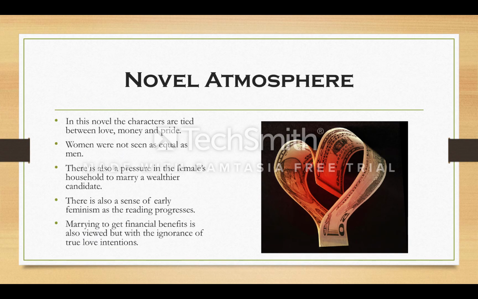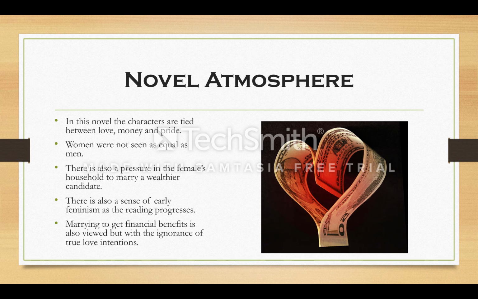In this slide, we are going to be talking about the novel's atmosphere. So, in this novel, the characters are tied between love, money, and pride. As you get into the book, you're going to be finding out why I have put these three main things in this slide. And then also, as I mentioned before in the previous two slides, women were not seen as equal as men. They were judged. They lived in a society where men were the rulers. They were always put down, and they were always trying to liberate themselves from the men's world, if you may say.